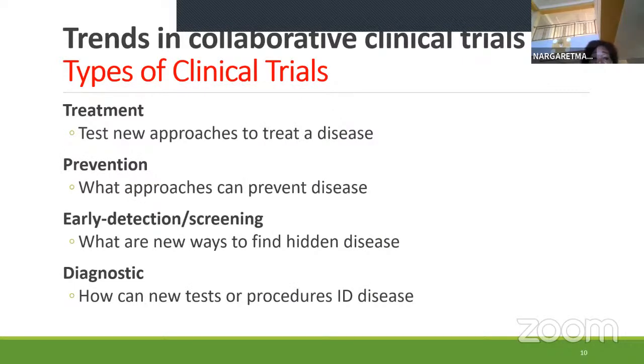The typical trends in collaborative research focus mostly on clinical trials. Clinical trials either focus on testing new approaches to treat a disease, or how to prevent the disease, or screening for early detection of the disease, or lastly, for diagnosis. Clinical trials are on the increase, particularly with these emerging pandemic diseases.